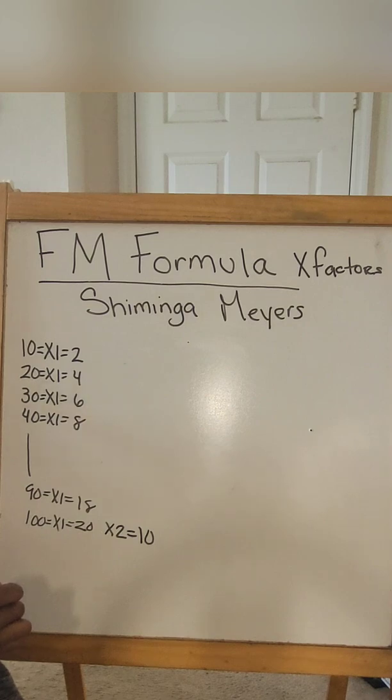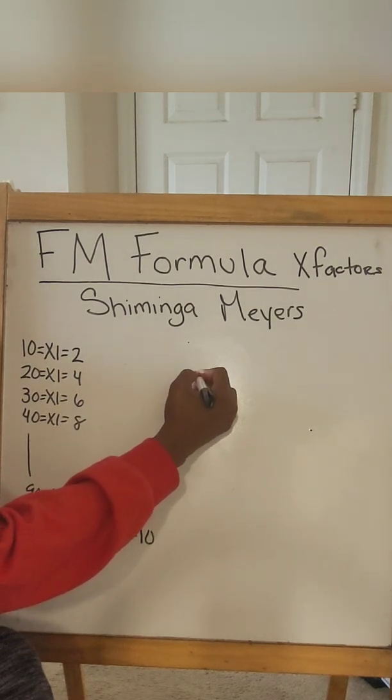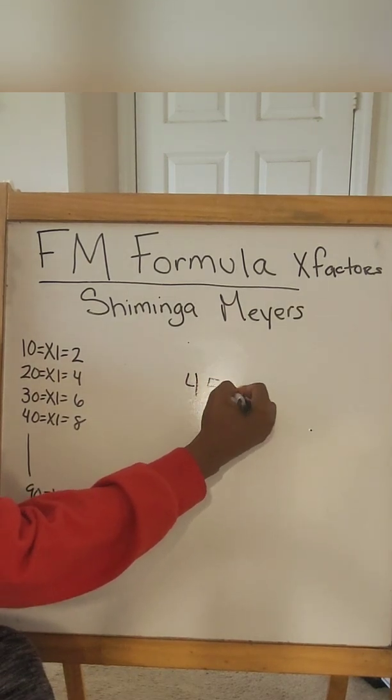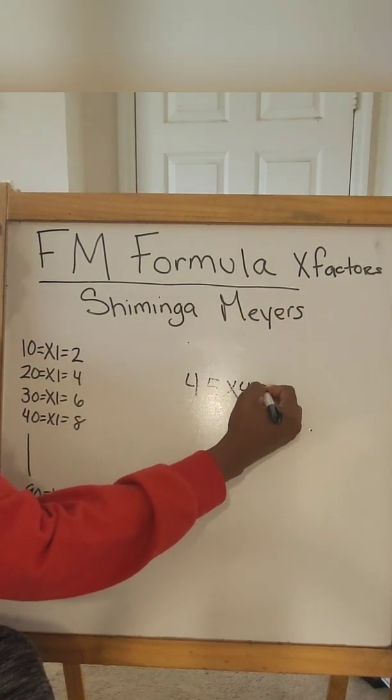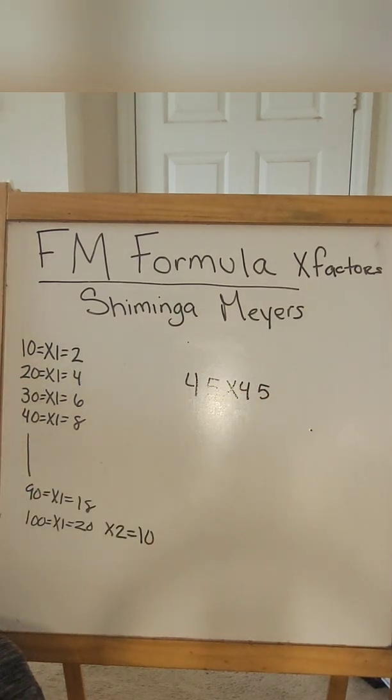So let's do a couple examples. Let's do one up here: 45 times 45. That way you guys can see a little bit how this works before I move on to showing you how you can do it in the hundreds.